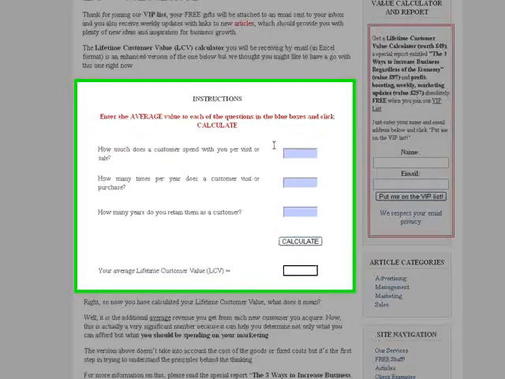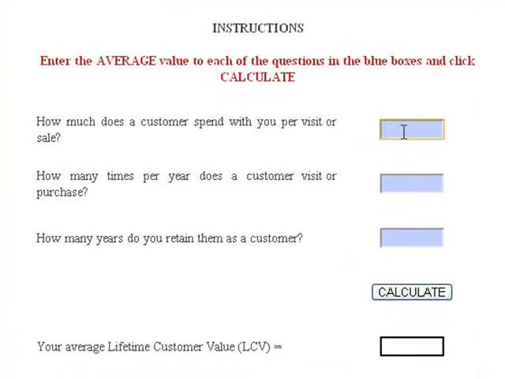So anyway, here's the page and it talks you through the page. If I can just use it for an example, I'm pretty sure you guys know what I'm talking about, but let me just rip through this quickly. The first question is, how much does a customer spend with you per visit or sale? This is what you're going to ask a potential client. We'll say $150.